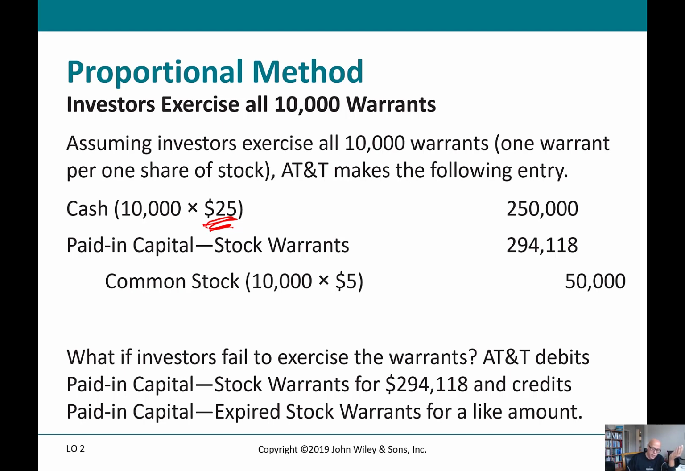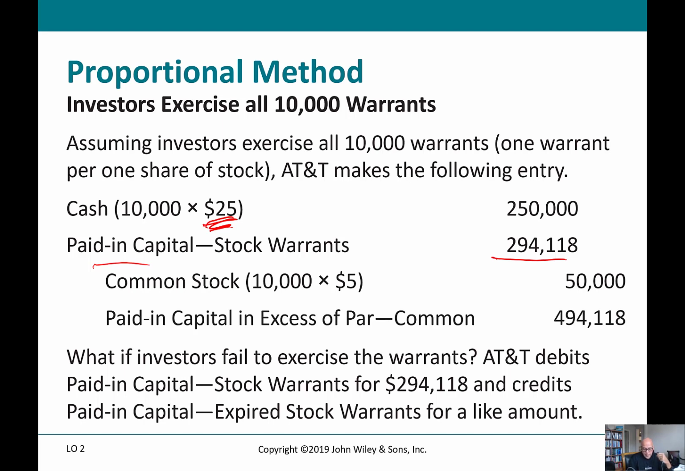All of the warrants are being exercised, so we debit the cash for $250,000, and we debit the paid-in capital stock warrants, since all 10,000 are being redeemed, and that would completely eliminate the paid-in capital stock warrants account. We would credit the common stock at par, and then we credit the paid-in capital in excess of par for the difference between the cash and the value of the warrants and the par value of the stock.